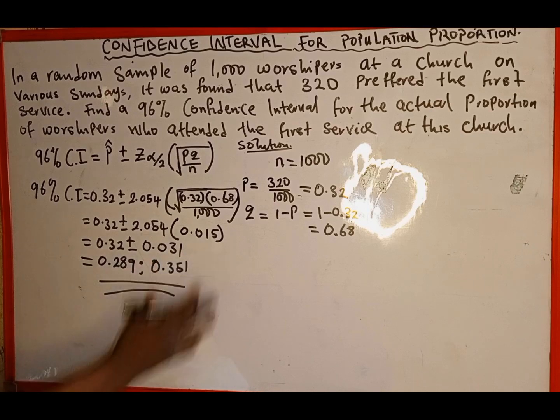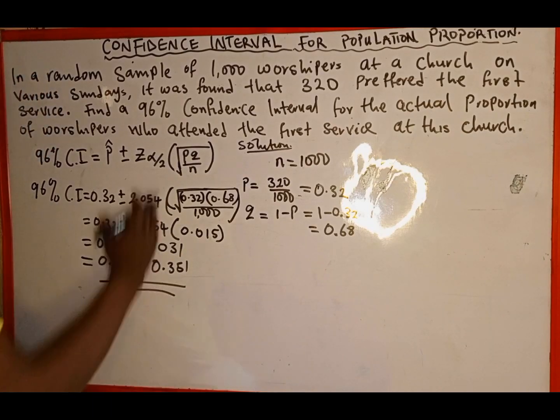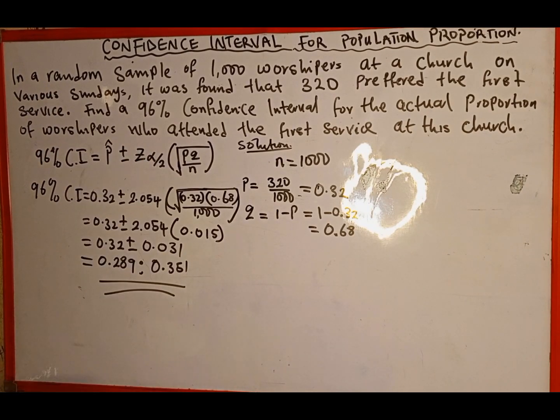So this is how to calculate a confidence interval for a population proportion when the sample size and the number of successes are given.